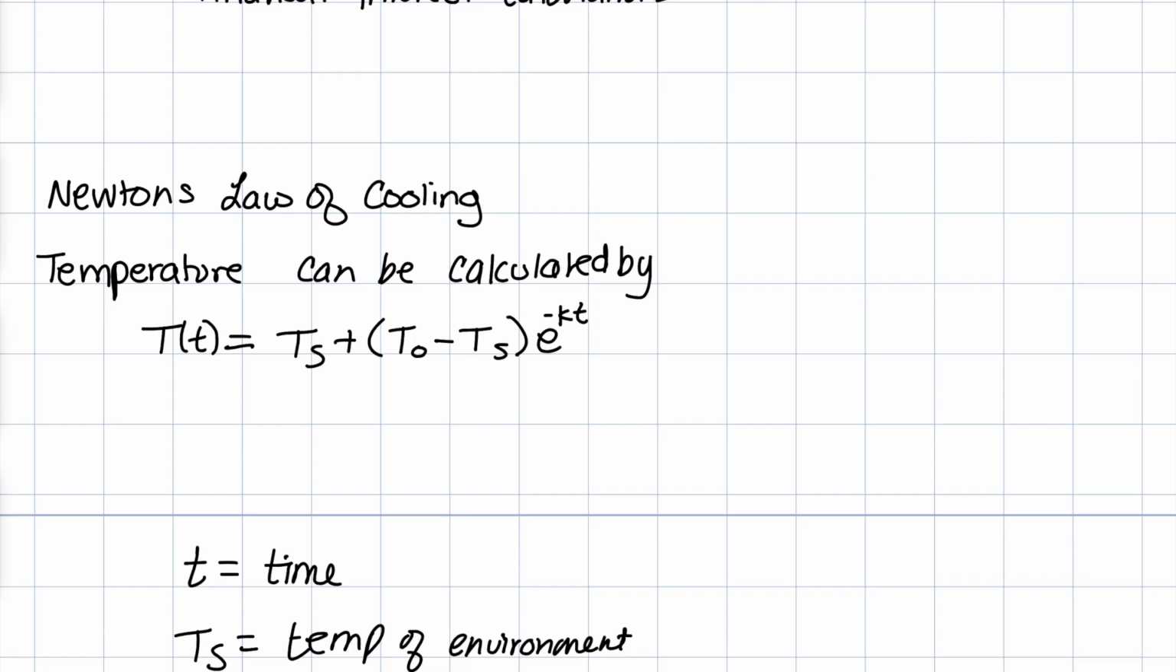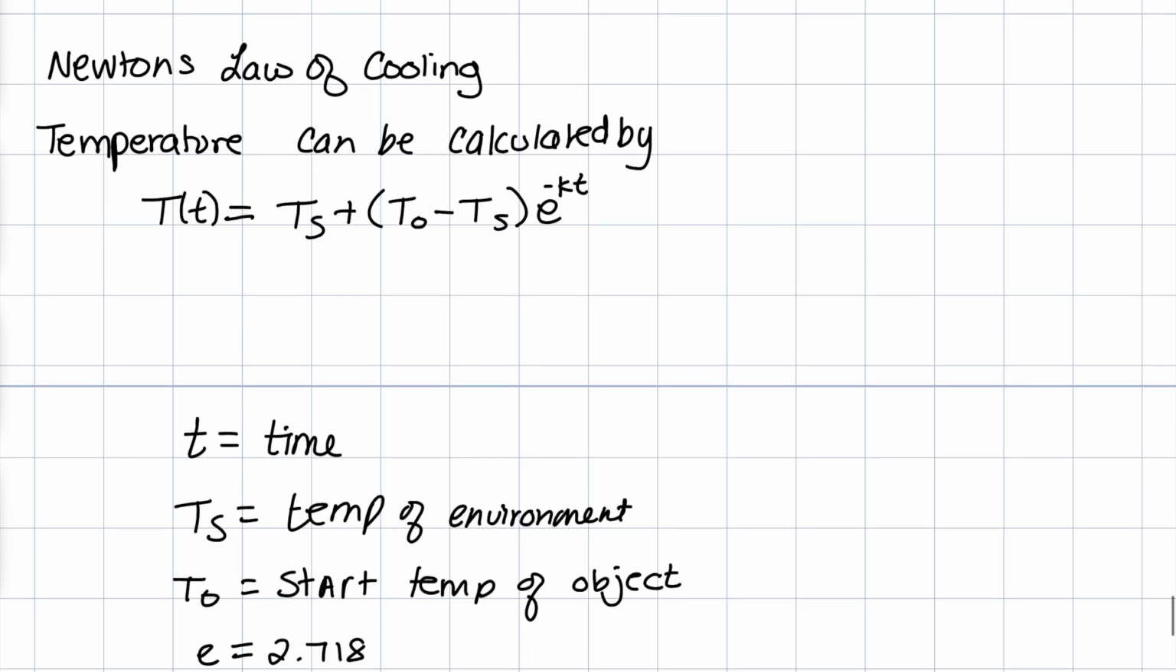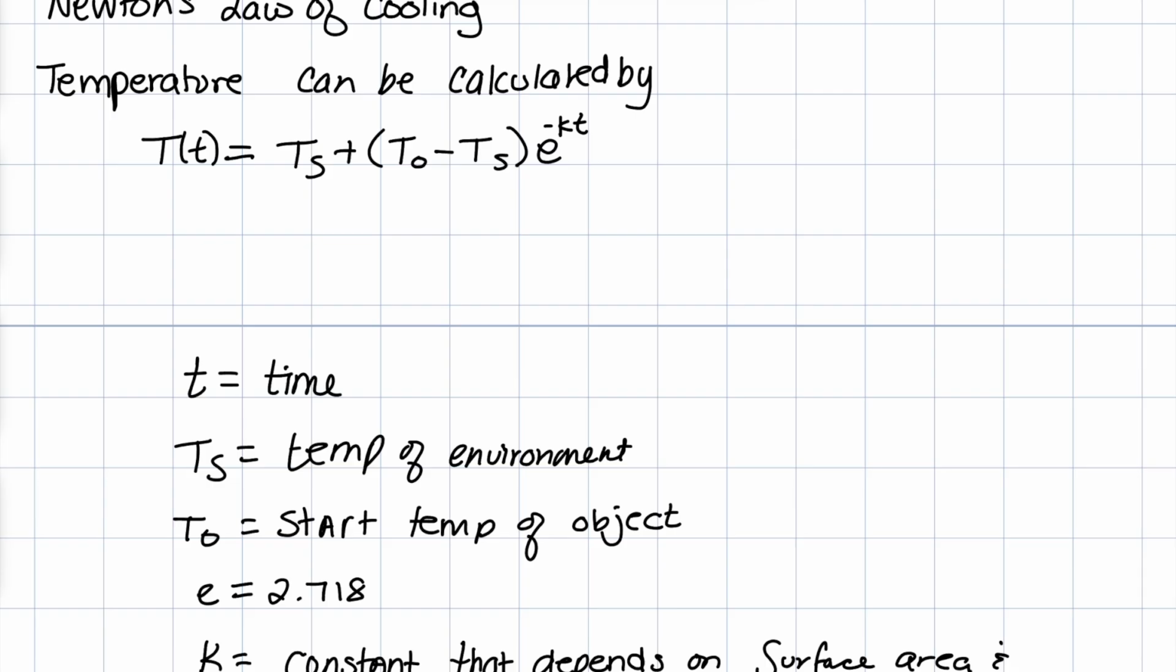And so we have this formula T of t, which is temperature at time t, equals T sub s plus T sub 0 minus T sub s, times e to the negative kt. So t is going to be time that is elapsing. T sub s is going to be the temperature of the environment at which your cup is sitting out. If you're in a house, it's going to be temperature controlled, or if you're outside, there's a specific temperature or room temperature, whatever your problem is asking. T sub 0 is going to be your start temperature of the object. How hot is it or how cold is it initially? E is going to be Euler's number, our e constant.